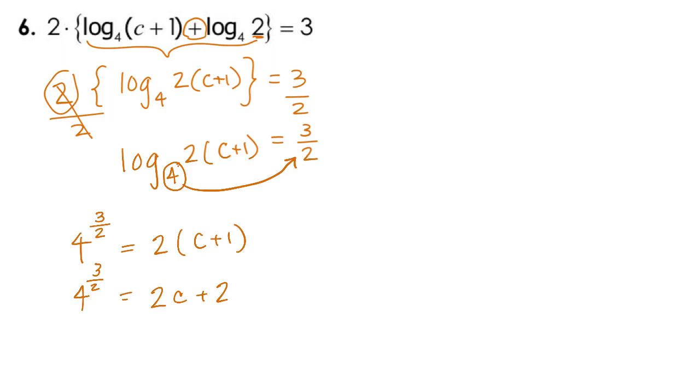Now, a bit of review here. 4 to the 3/2 means the square root of 4, which is 2, and 2 to the third is 8. So 8 equals 2c plus 2. And so we're going to have 6 equals 2c, so it looks like c is going to be 3.